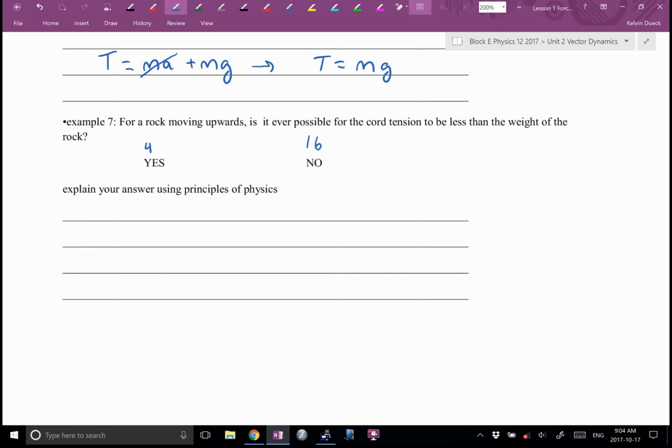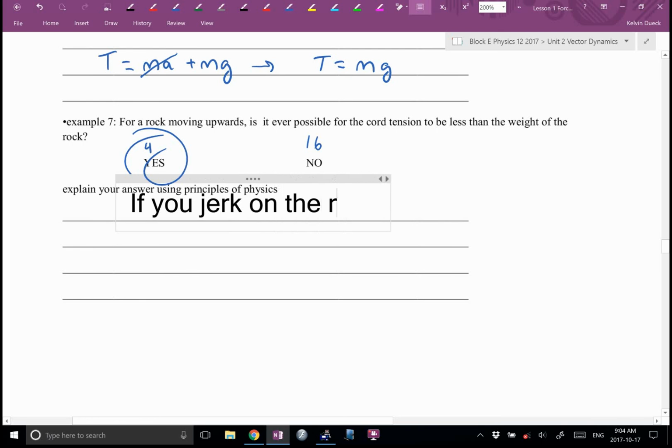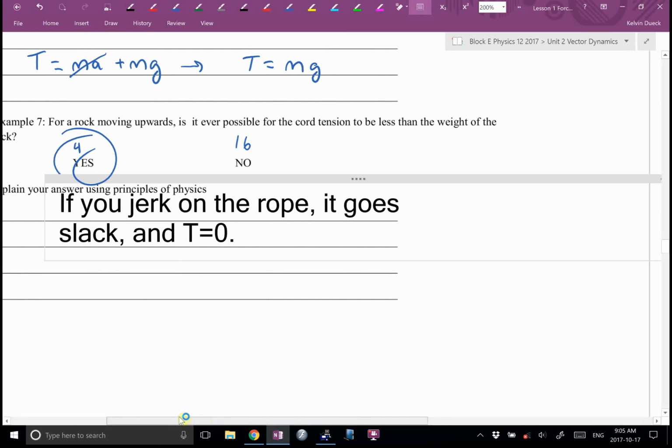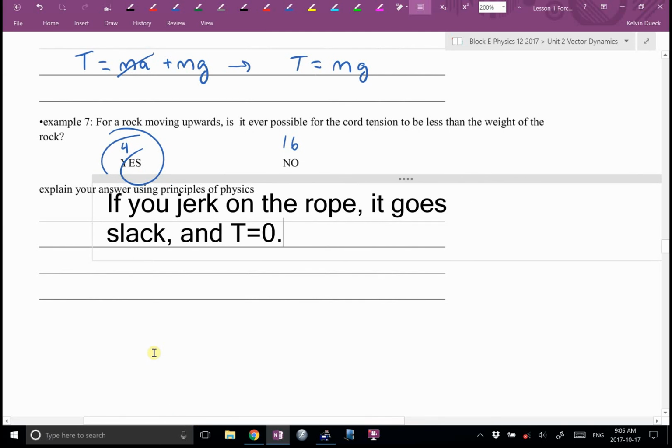So, yes? If you jerk on the rope, it goes slack and tension is 0. Well, let's write it in physics. T equals 0, which is definitely less than mg. We're not going to study that situation in terms of writing an equation for it. We can handle it. So far, so good. Next page.